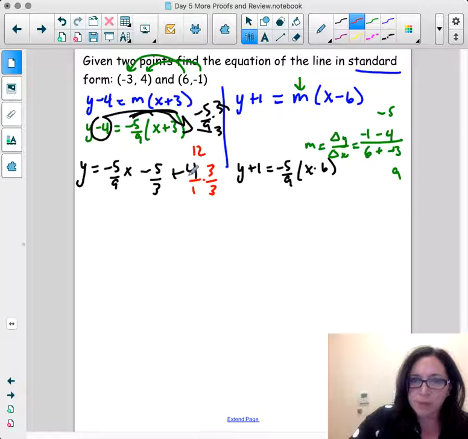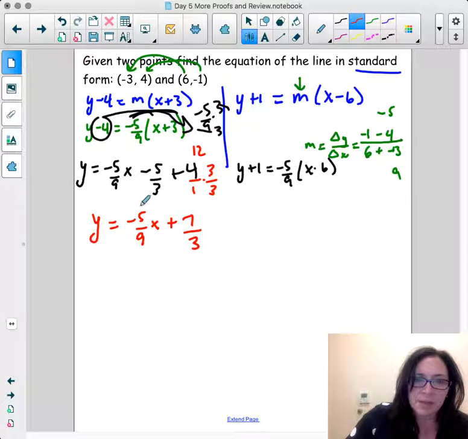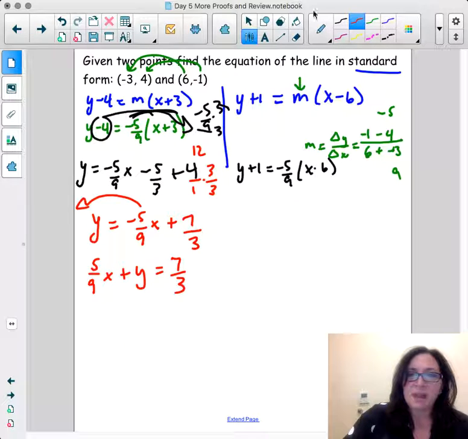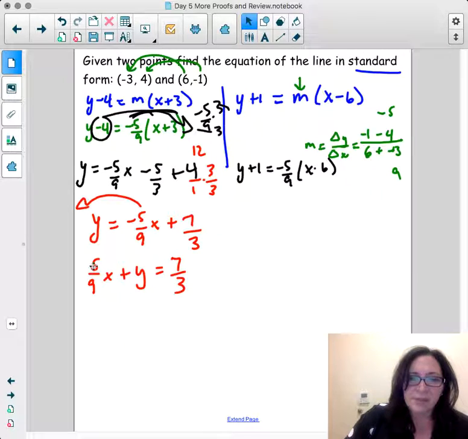So that's 12. 12 minus 5 is 7. So we have y equals negative 5/9 x. Negative 5 plus 12 is 7, so plus 7 over 3. I need to move this to the other side. So now I have 5 over 9x plus y equals 7/3. This is a mess.